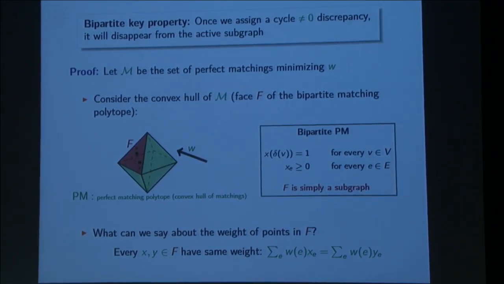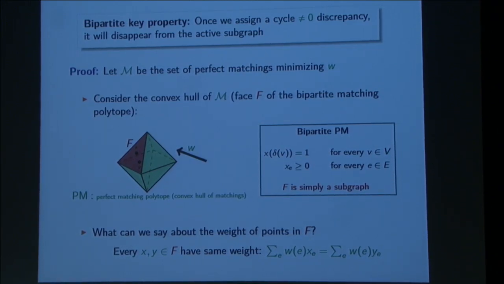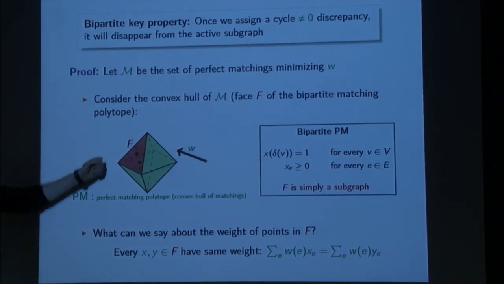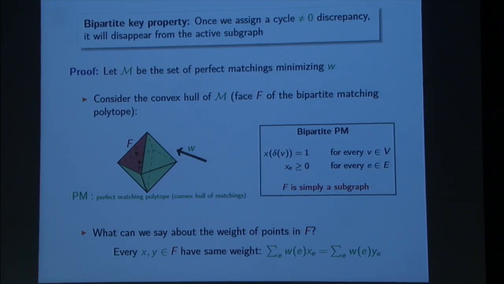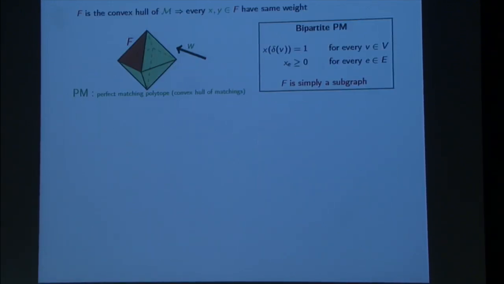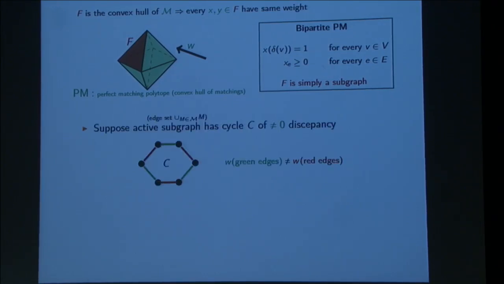So now I will prove to you that if there is a cycle with non-zero discrepancy that is still part of the active subgraph, then I will construct 2 points in the face of different weight, reaching a contradiction. What we're going to use is that every x, y has the same weight in this face, and that this describes the perfect matching polytope. So suppose towards contradiction that the active subgraph has some cycle c of non-zero discrepancy, meaning that the weight of the green edges is not equal to the weight of the red edges.